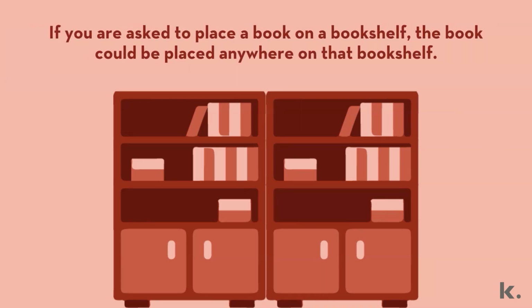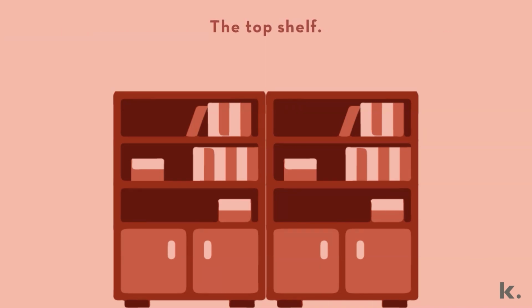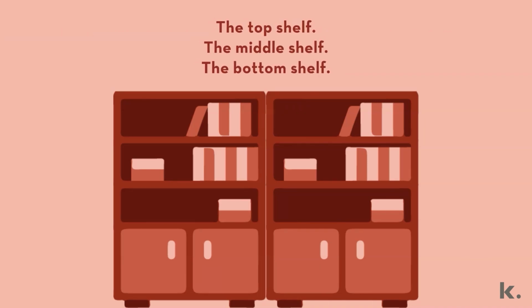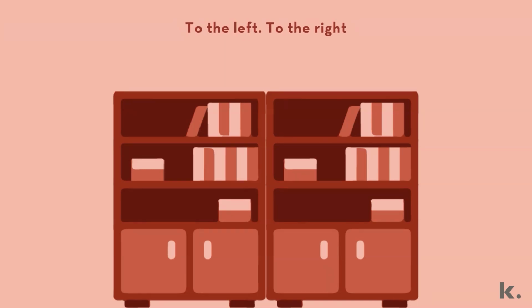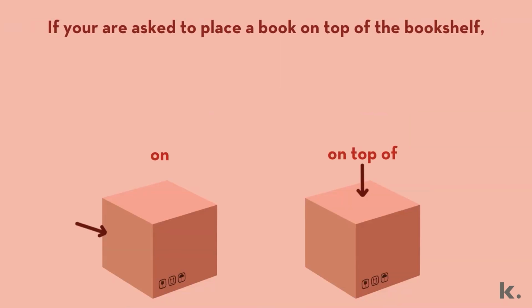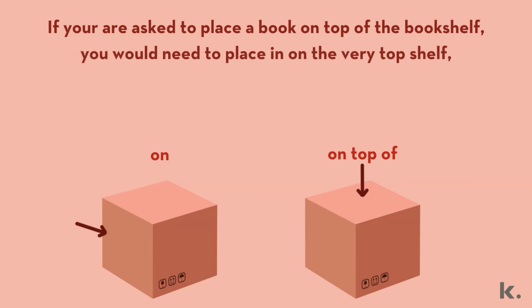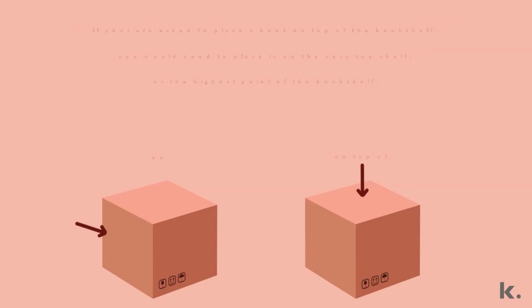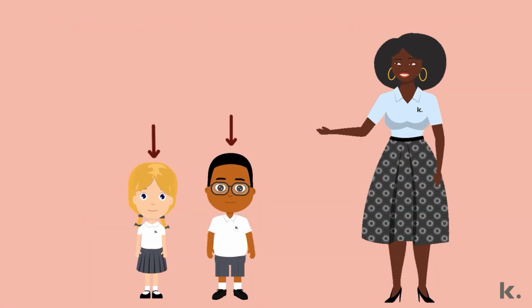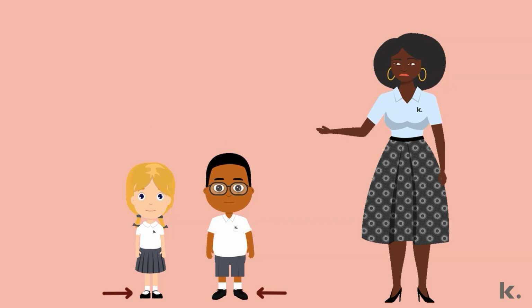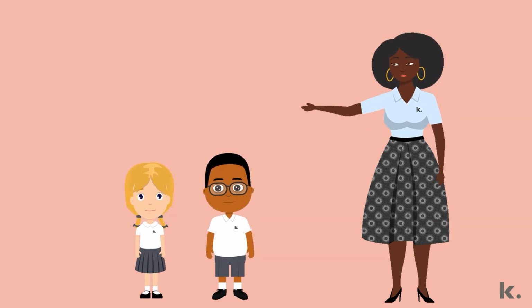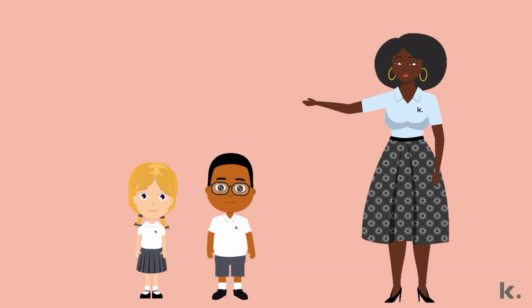For example, if you are asked to place a book on a bookshelf, the book could be placed anywhere on that bookshelf. The top shelf, the middle shelf, the bottom shelf, to the left, to the right. If you are asked to place a book on top of the bookshelf, you would need to place it on the very top shelf or the highest point of the bookshelf. Have the children place their hands on top of their heads and then on top of their feet. Select a child to sit on the chair. Give them a book to place on top of their lap.